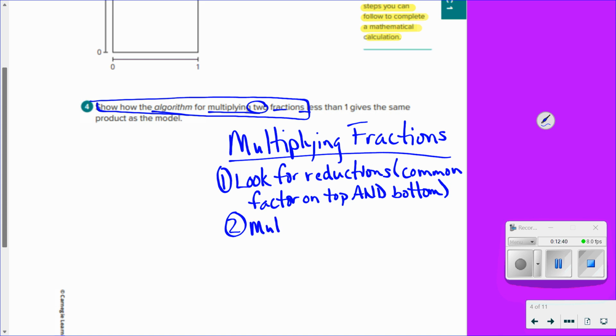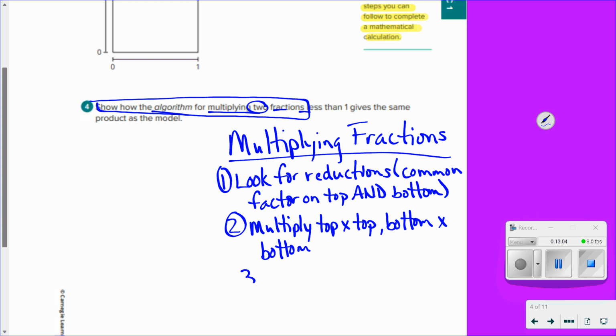Multiply. Top times top. Bottom times bottom. Or, if you want to be mathematically correct, numerator times numerator, denominator times denominator. I just don't want to write all those that many times. Okay? So you're just going straight across. The tops, then the bottoms.